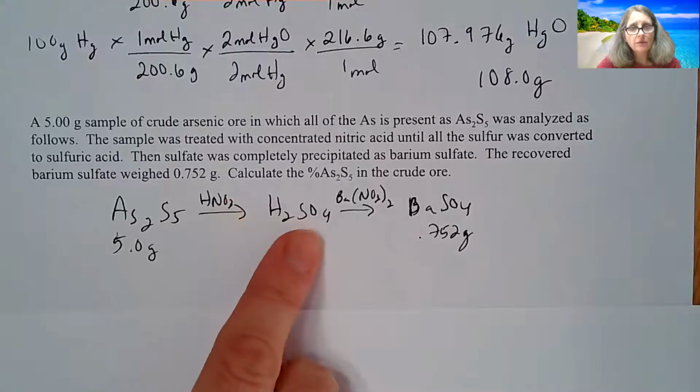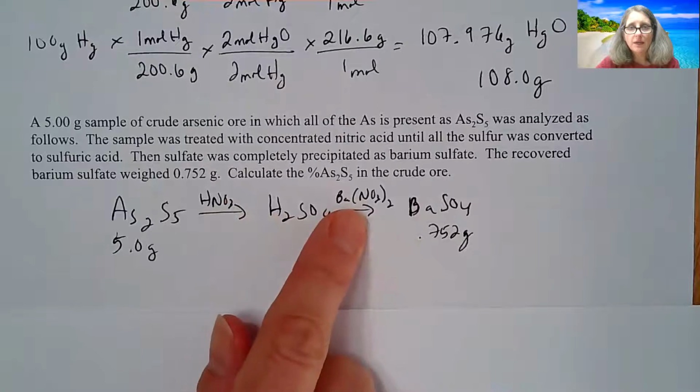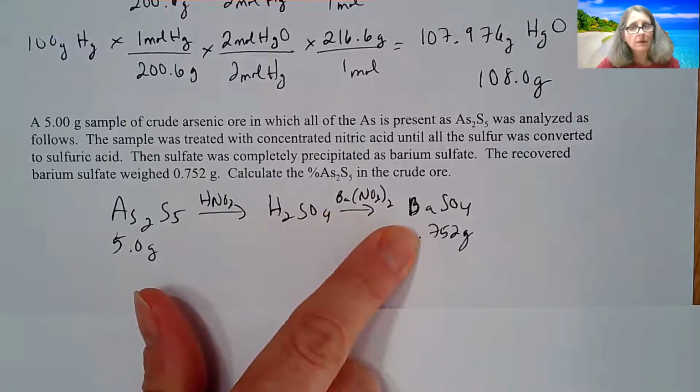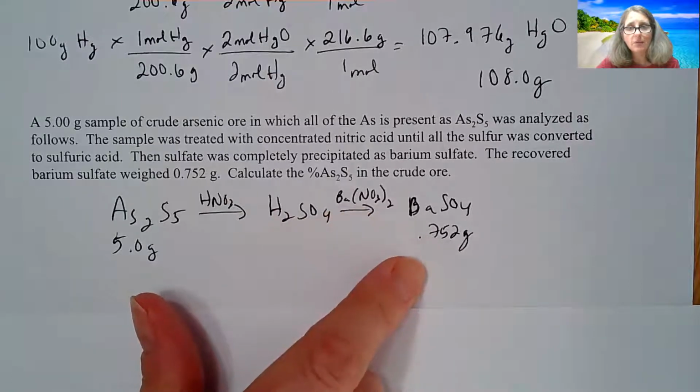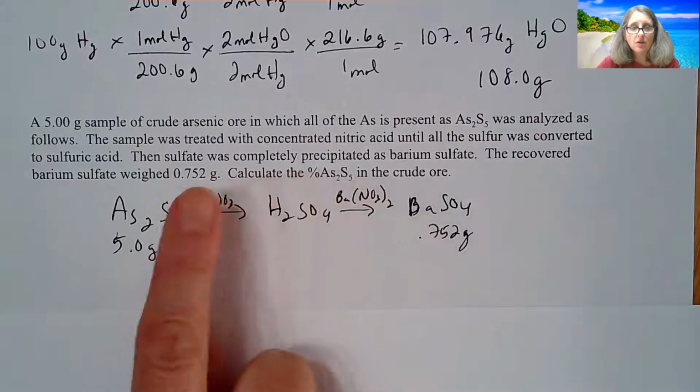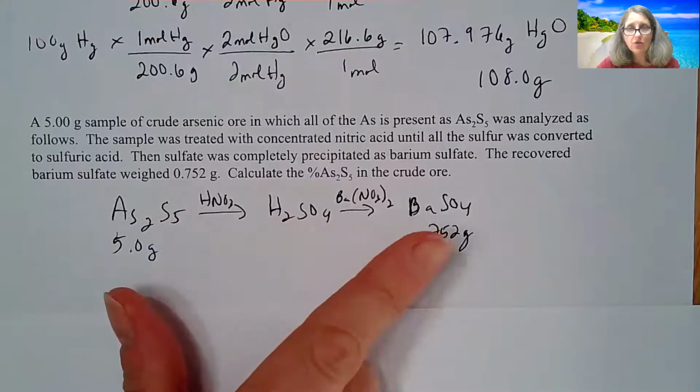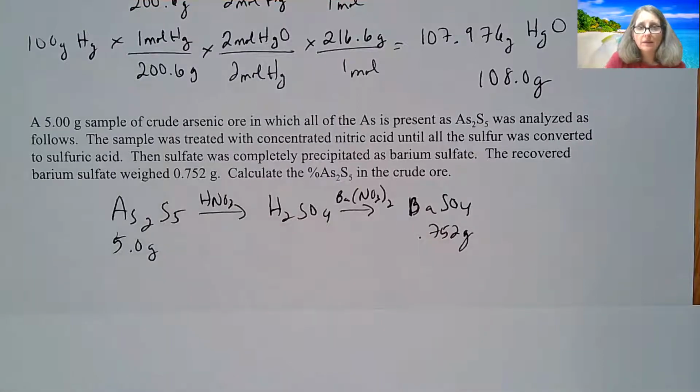All of the sulfur was converted to sulfuric acid, H2SO4. Then the sulfate in there precipitated out with the barium. So we put in barium nitrate to precipitate it out. So I make barium sulfate, and I end up getting about 0.752 grams of it. So I want to know the percentage of As2S5 in the ore, because again, you're tracking it through there.